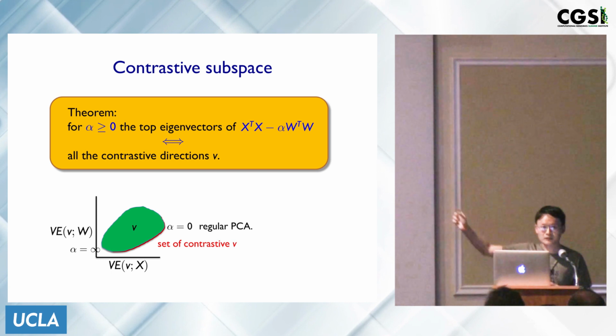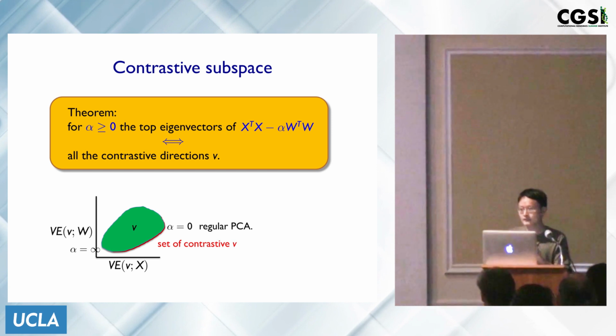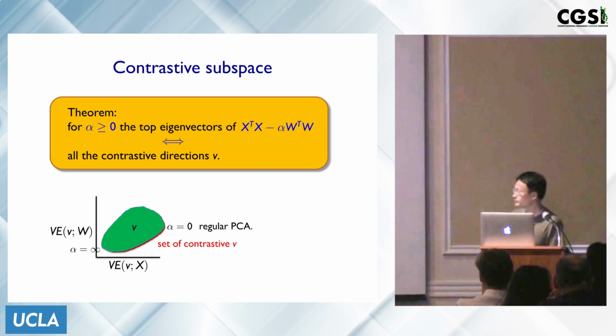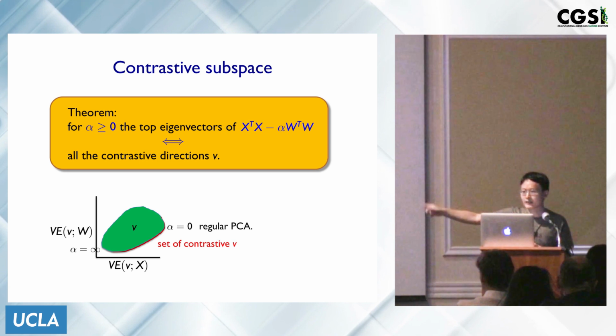what the first term corresponds to is basically the covariance of my foreground data. And I'm simply going to subtract away some alpha times the covariance of my background data. It's as simple as possible. It just corresponds to the simple notion of contrast. And it turns out that if you vary alpha from 0 and increase it to be large, you exactly span out the most contrastive directions, this lower red boundary.